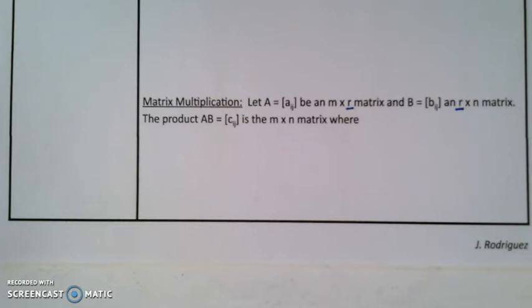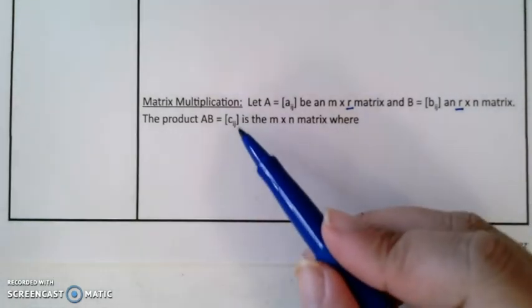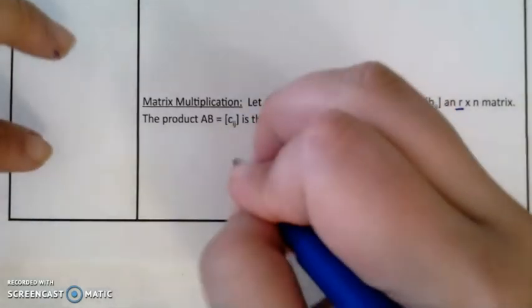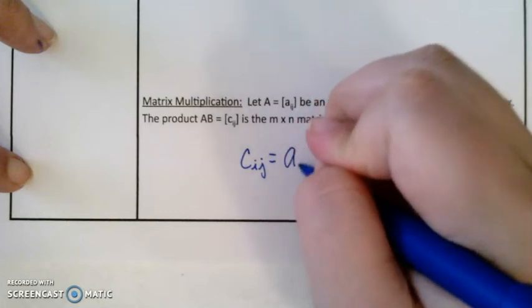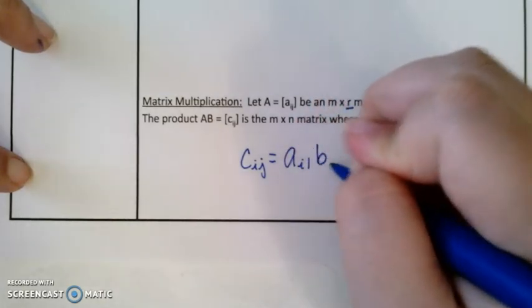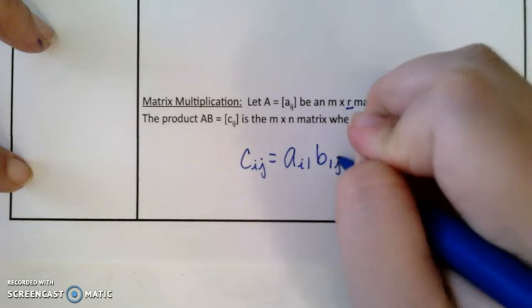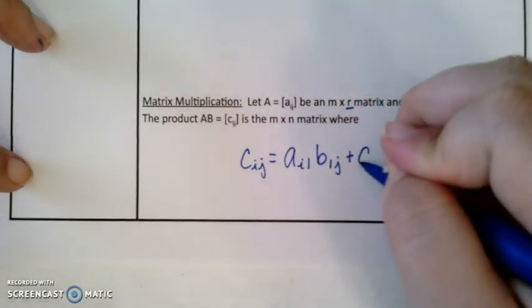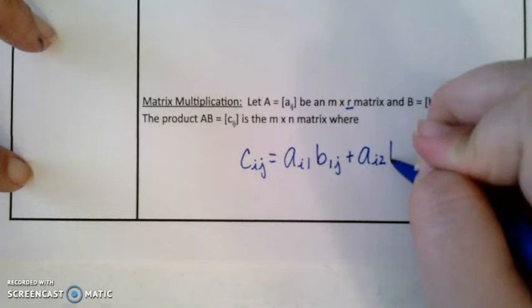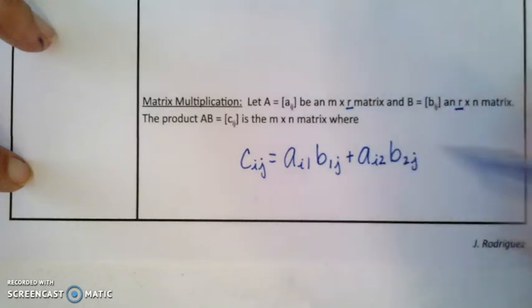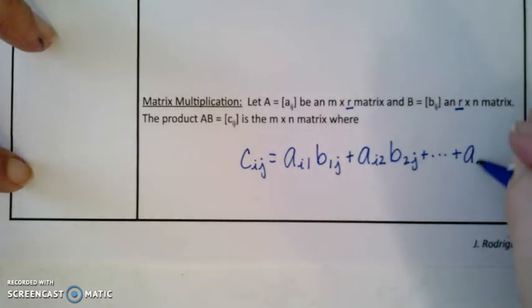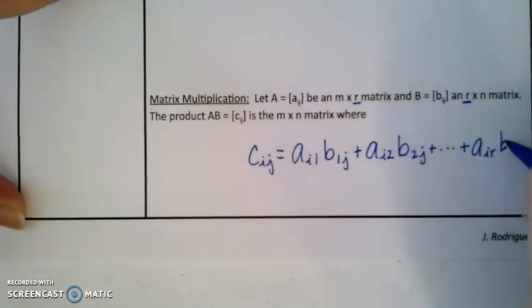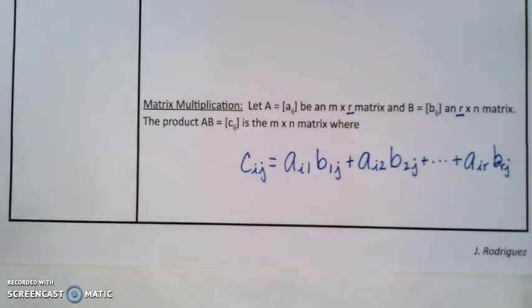And theoretically, the way that we describe this is that each element in the product A times B is written as C sub ij equals A_i1 times B_1j plus A_i2 times B_2j plus all the way down to our last one, A_ir times B_rj. Okay, that's going to make more sense when we look at some examples.